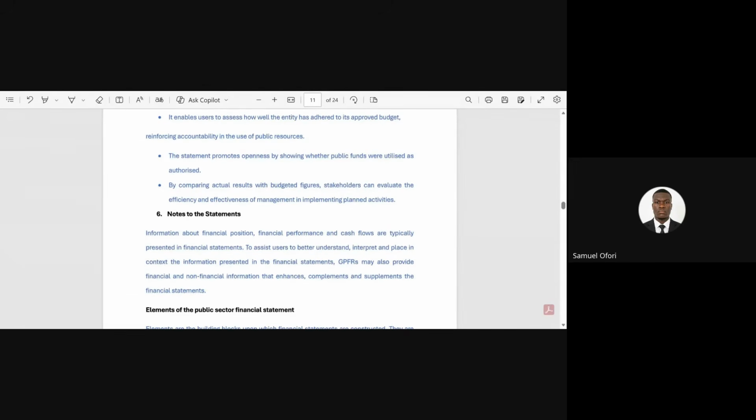So information about financial position, financial performance, and cash flow are typically presented in the financial statements to assist users to better understand, interpret, and place in context the information presented. General purpose financial reports may also provide financial and non-financial information that enhances, complements, and supplements the financial statements. The information that is not in the financial position, financial performance, and cash flow statements will be included in the notes for the users of the financial report.